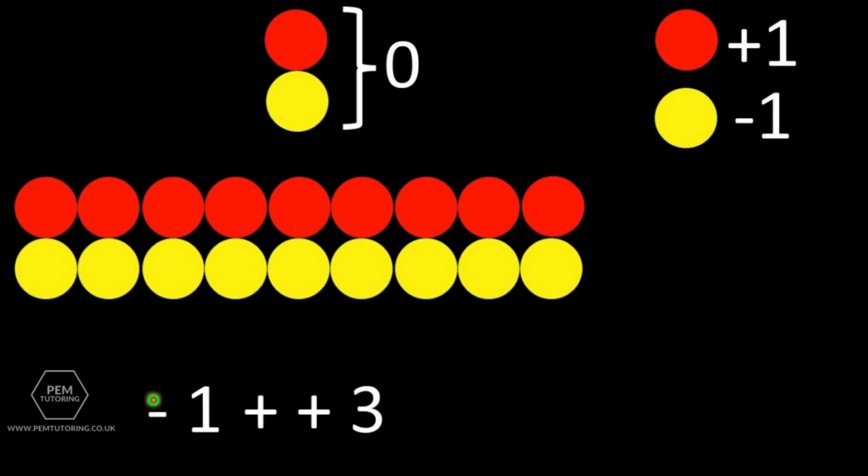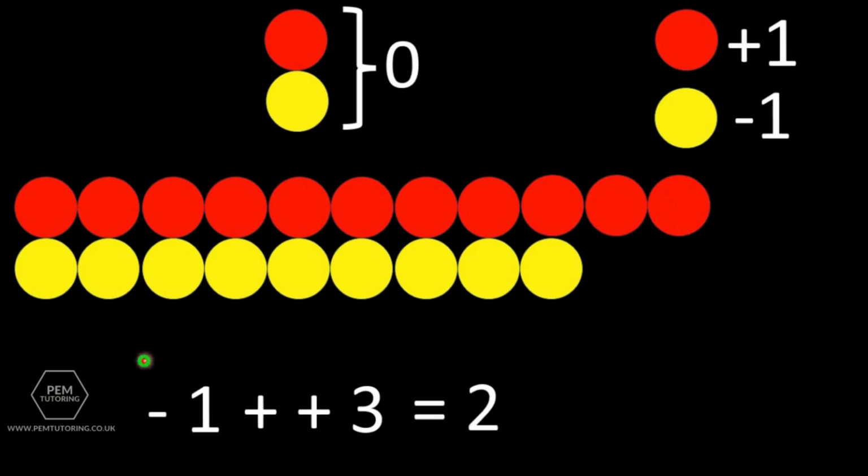Let's do another one. So -1. We can take away 1 red counter, and then we're going to add +3. So we're going to add 3 positive counters, so 3 red ones. We took 1 away, and then we're adding 3, and we get 2 here because we have 2 red counters on their own. So that gives us 2.